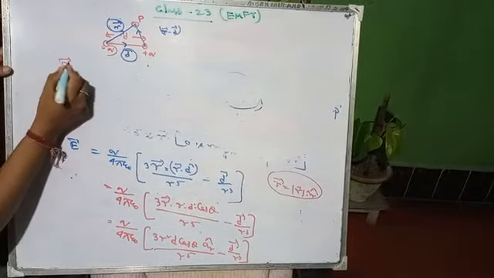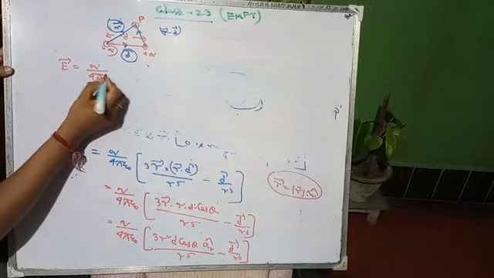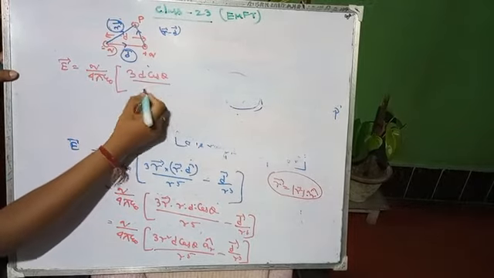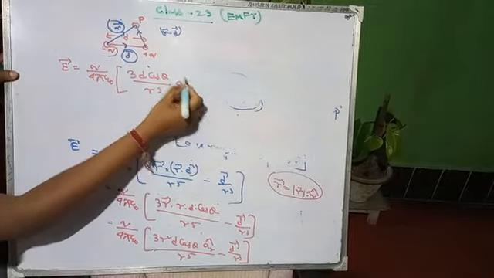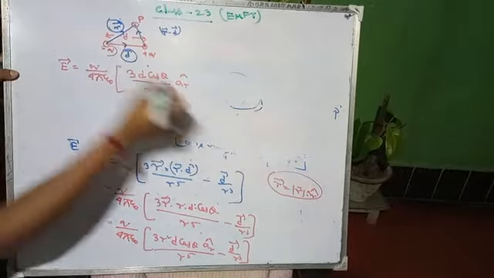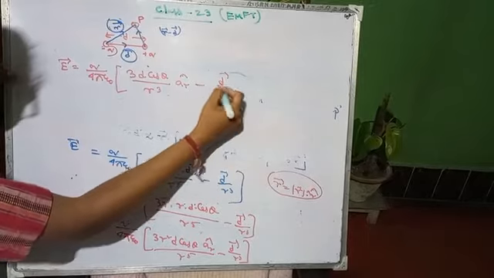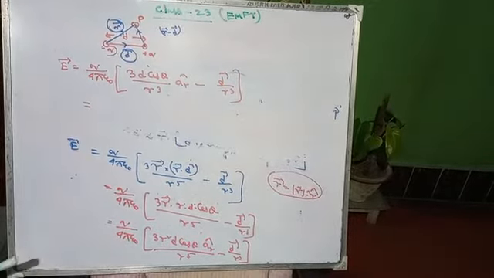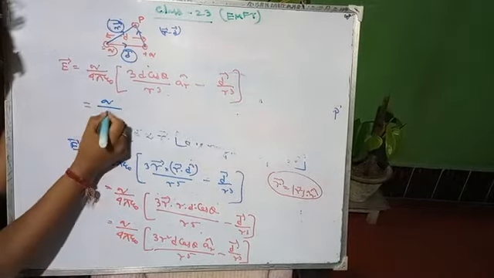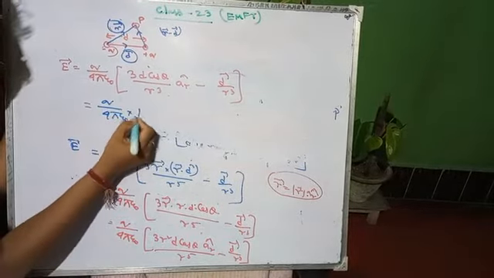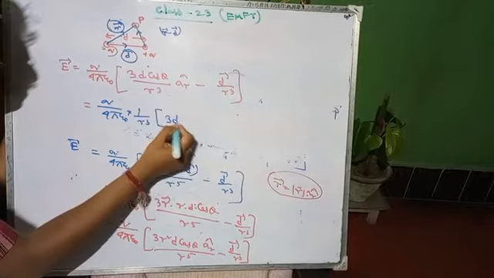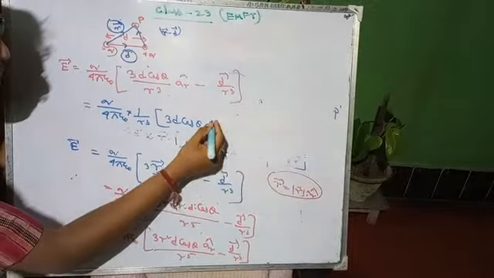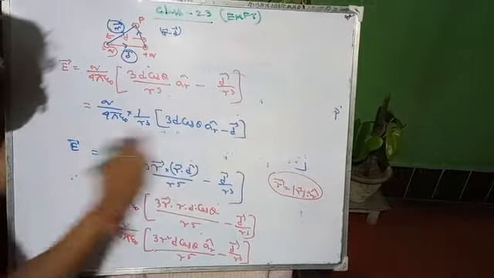So after calculating, we get that E vector equals q by 4 pi epsilon naught, 3d cos theta by r cube a r cap minus d vector by r cube. Now taking this r cube outside, q by 4 pi epsilon naught into 1 by r cube, times 3d cos theta a r cap minus d vector.